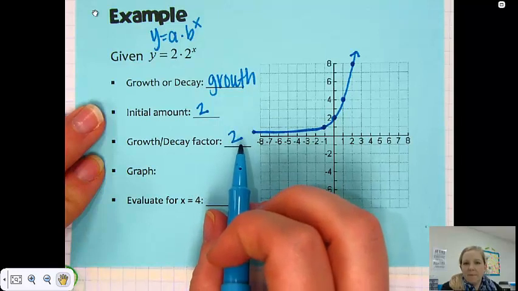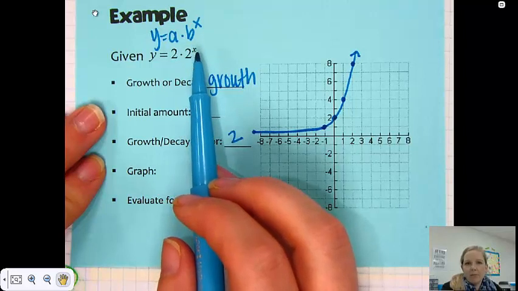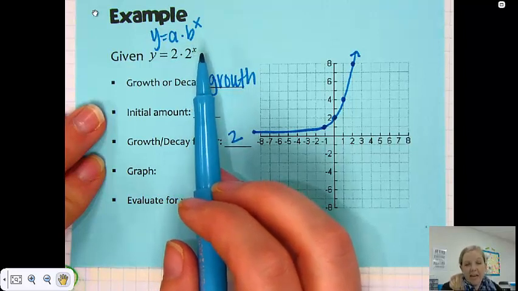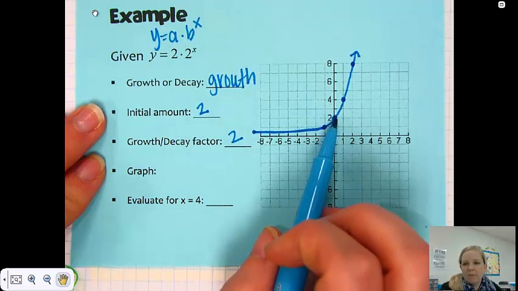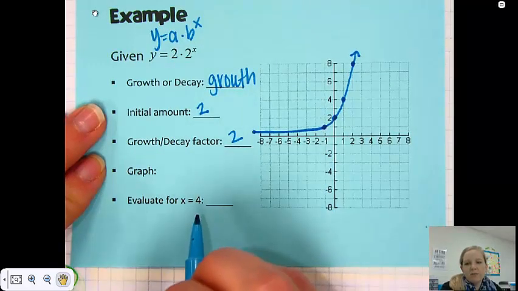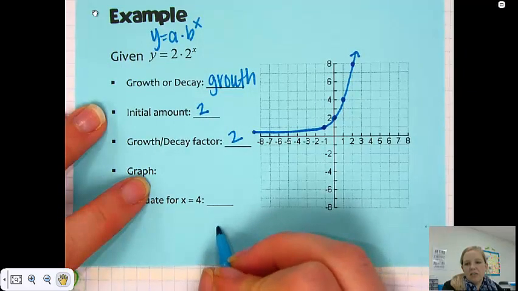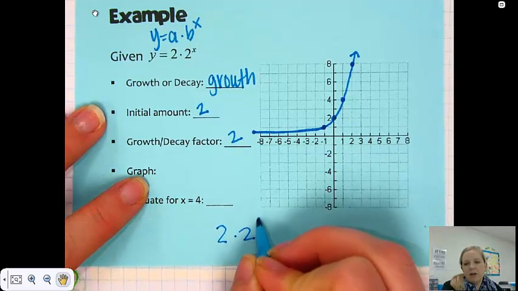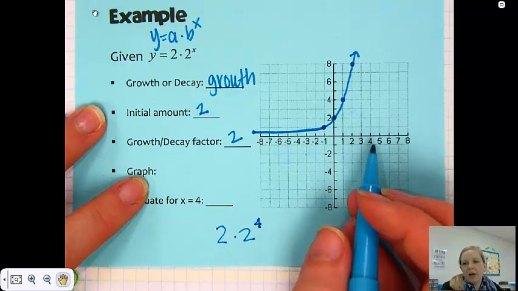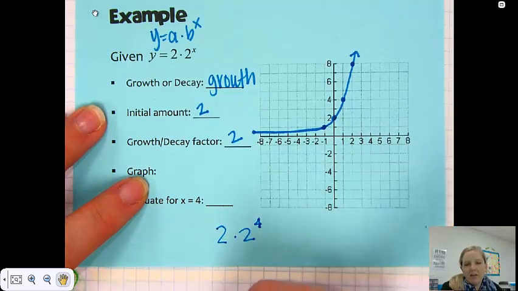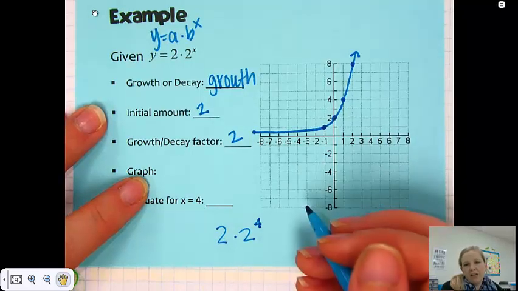And if we think about it, it makes sense. Our initial amount is 2, so when time is 0, when no time has passed, when nothing has grown or decayed, we are starting with 2, and that's our y-intercept right here, 0, 2. So we're going to evaluate for x equals 4. Now we know that we can do this a couple of different ways. I can actually do it like 2 times 2 to the power of 4. I can look at my graph. Well, it's not really on my graph. Or I can go to my calculator and check my table. I'm going to do it by hand first, and then I'm going to check it in the calculator.